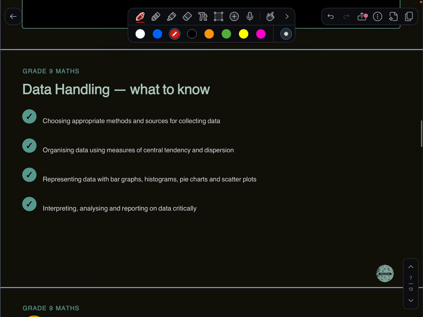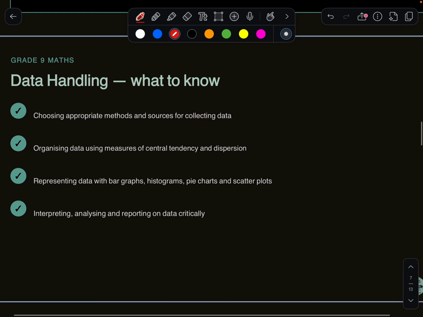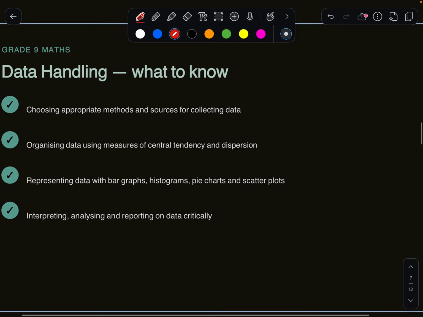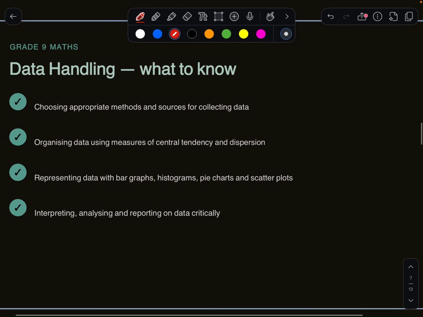We're also looking at data handling, so choosing appropriate methods and sources for collecting data. So it might be like, if I want to find out what people's favorite pet is, is it better for me to go around door to door or to send out a survey? Examples like that. Organizing data using measures of central tendency and dispersion, representing data with bar charts, histograms, pie charts, scatter plots.